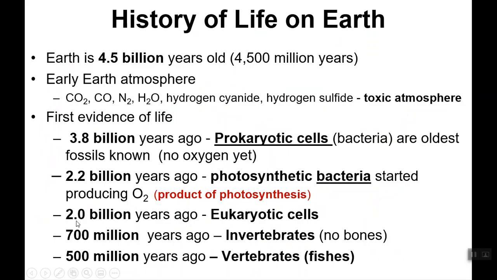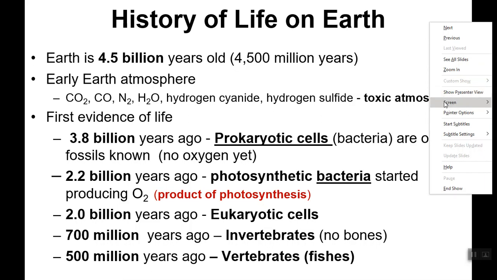What else? We've figured out that eukaryotic cells evolved about 2 billion years ago, invertebrates at 700 million, and vertebrates, starting with your fish phyla and your fish groups, at about 500 million years ago.